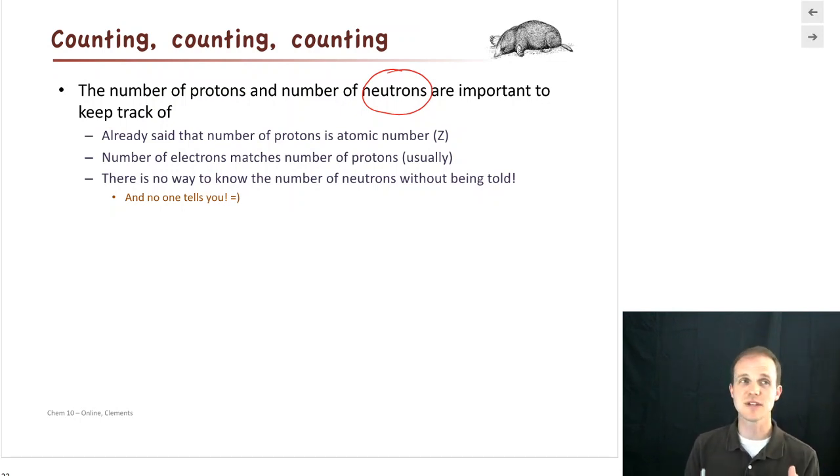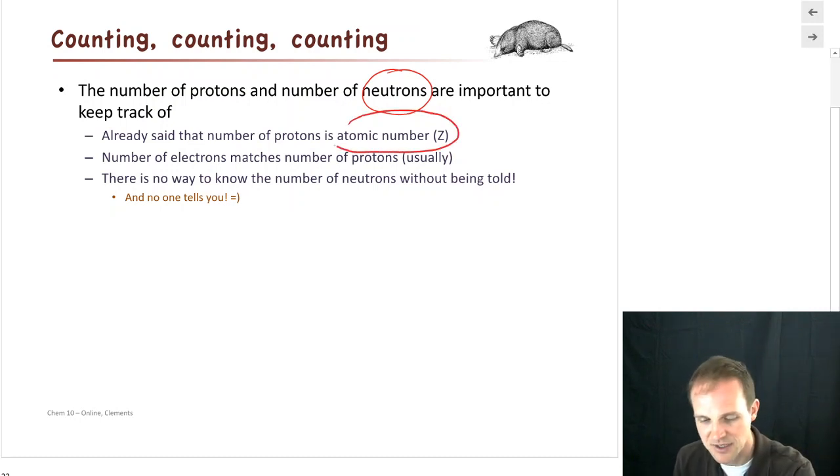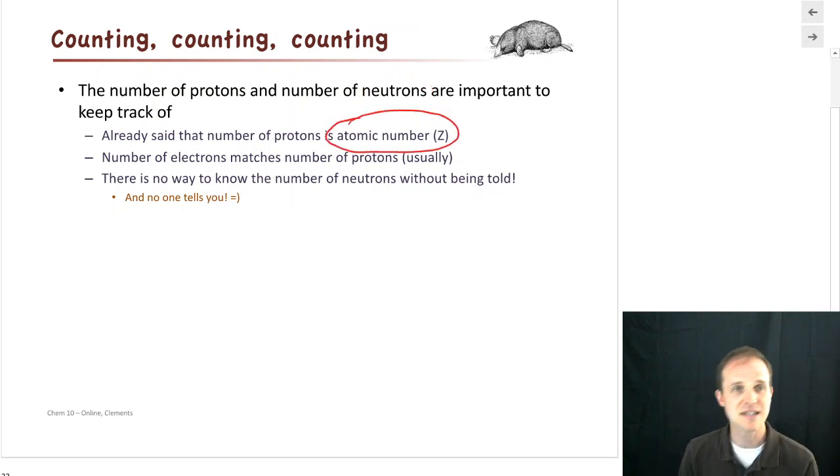Turns out it's also really important to keep track of electrons, and we'll get to why later on in the class, but we're also going to need to keep track of electrons. So how do we know? Okay? Well, we saw that protons were given on the periodic table, and we call that the atomic number. So the number of protons is the atomic number, which is sometimes abbreviated Z.